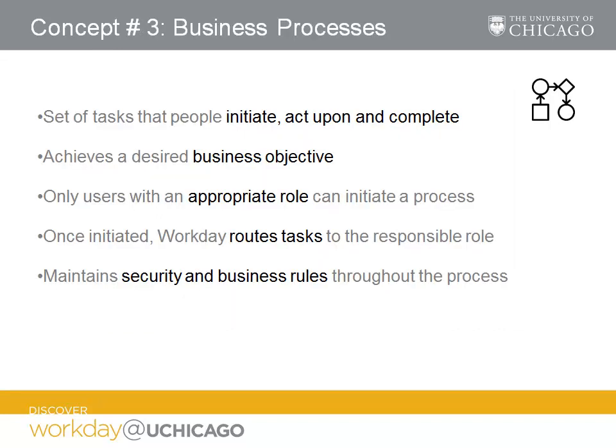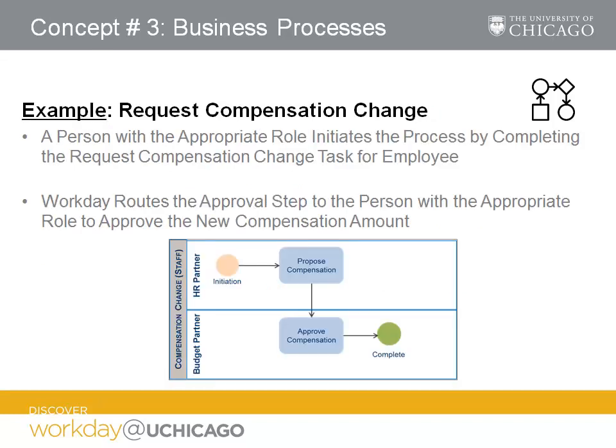Concept number 3 is business processes in Workday. Business processes, also known as a workflow, are a set of tasks that are initiated, acted upon, and completed within the system. Security roles determine who can initiate specific business processes and what tasks they will be responsible for. Here we see an example business process, request compensation change. For this particular process, the HR partner is the initiator and the approver is the budget partner.